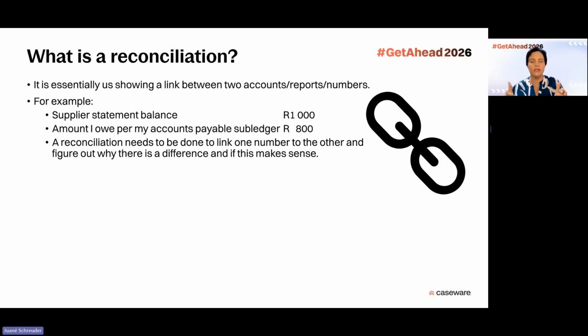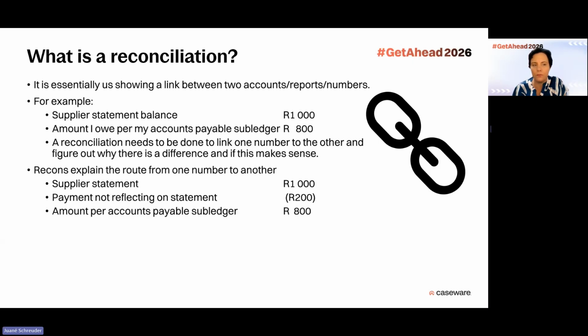So we need to actually link these two, and that's why I've also got the link on the slide, to say there needs to be a link from the one number to the other number, and that exercise that we're going to do is what we call a reconciliation. All right, so the recon will explain the route that travels from the 1,000 Rand to the 800. For example, a payment that we've made that's not yet reflecting on the statement. Now, that happens quite easily.